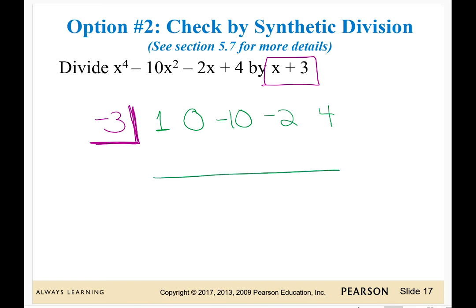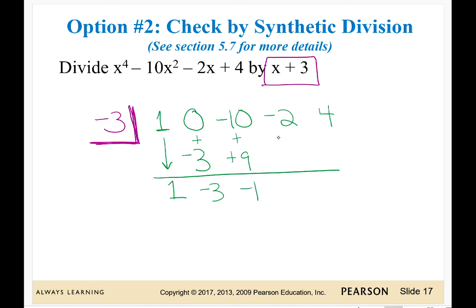And what you're going to do is bring down this one. You're going to multiply it by the negative 3. So negative 3 times 1 is negative 3, and you're going to move it here. And then you're going to add these two together, which would give you negative 3. And then again, multiply. Negative 3 times negative 3 is positive 9. And then you're going to add those two numbers together, and that's negative 1.